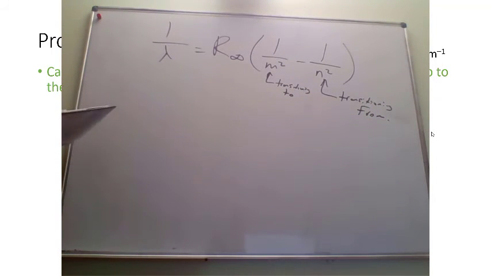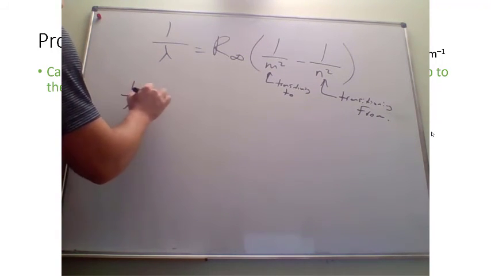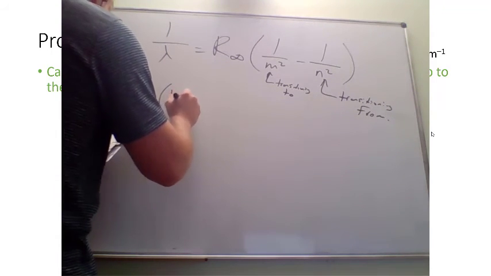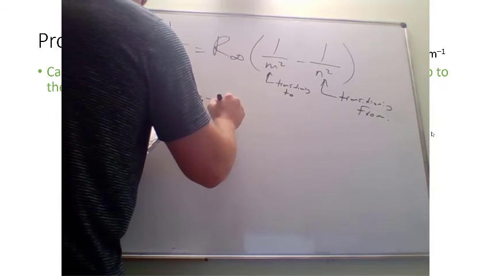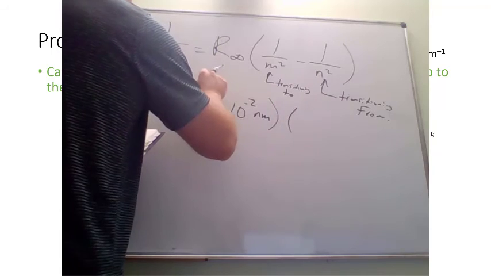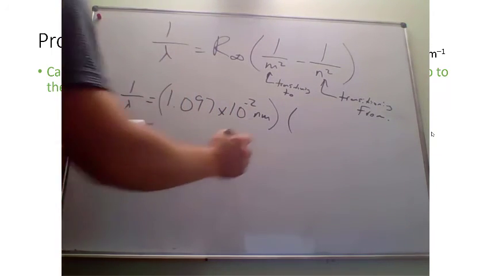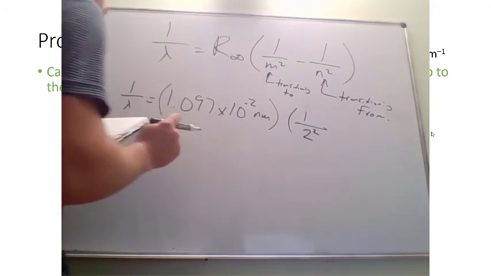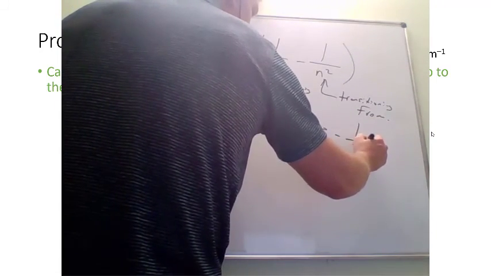Okay, so we're going to solve now for 1 over lambda, which is going to be equal to our Rydberg constant, which will be given to you, 1.097 times 10 to the negative 2 per nanometer. Our first transition we're going to do is going from 3 to 2. So we are transitioning to energy level 2 squared minus transitioning from energy level 3 squared.